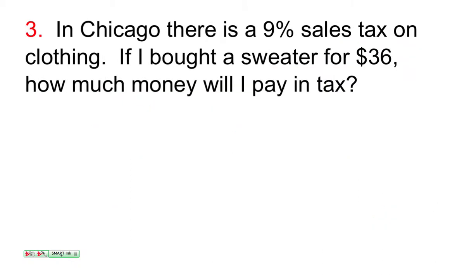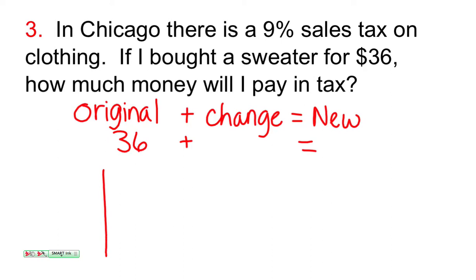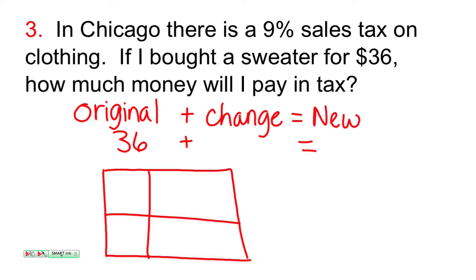Okay, number 3. In Chicago, there is a 9% sales tax on clothing. If I bought a sweater for $36, how much money will I pay in tax? Again, it's a tax question, so we have an original, a change, and a new. So we're going to write original, taxes added, the original price is $36. We don't know what the tax is, so we don't know what the new price is. You're going to set up a proportion box and label it.